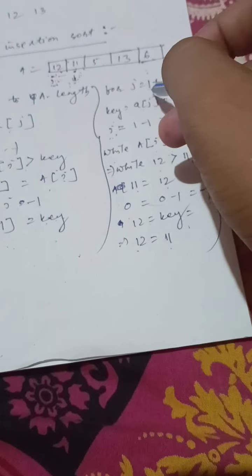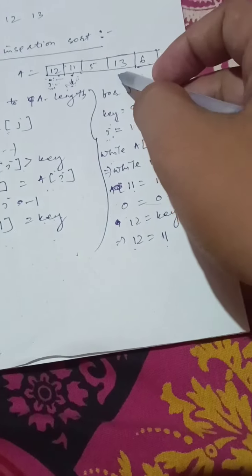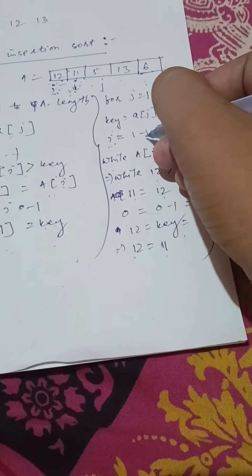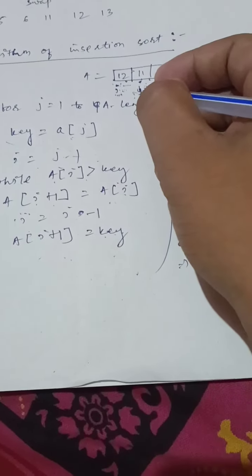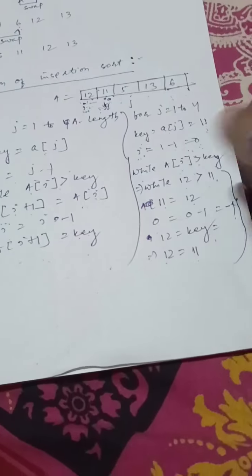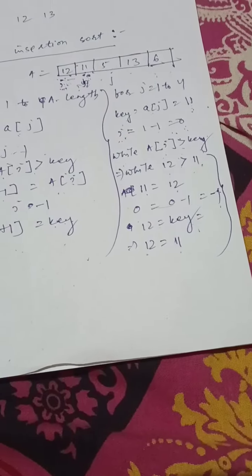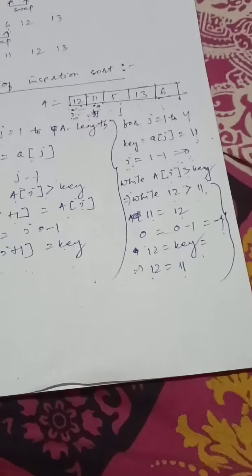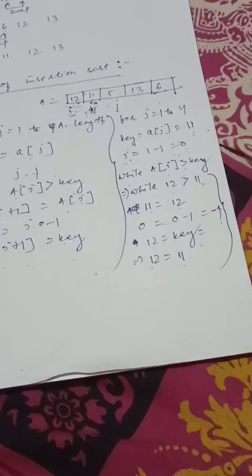Now the for loop will move to j equals 2. So this will be j, and i will be j minus 1, so this will be i again. That's how it will continue, and eventually we will get the result. We'll get the sorted array by insertion sort.